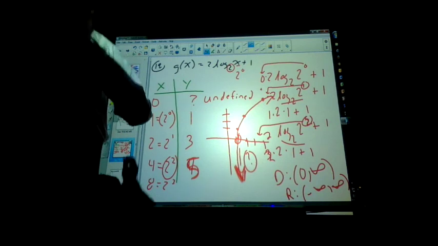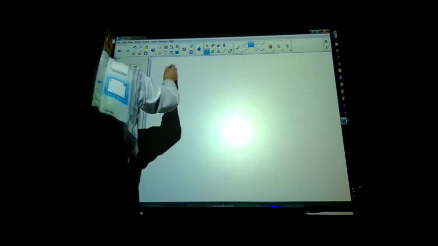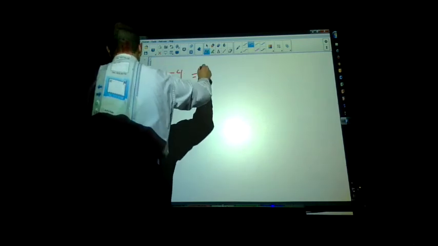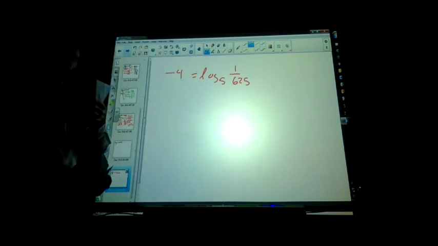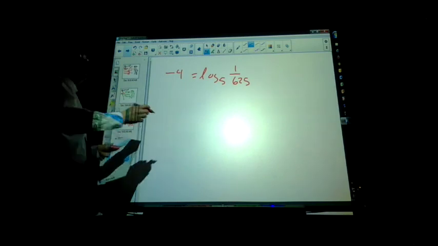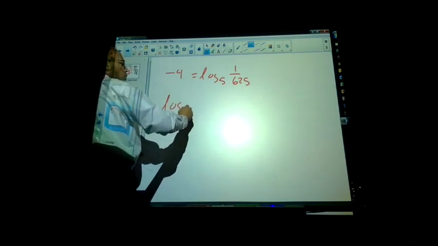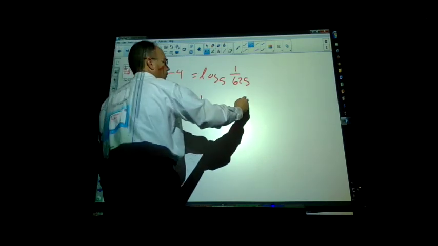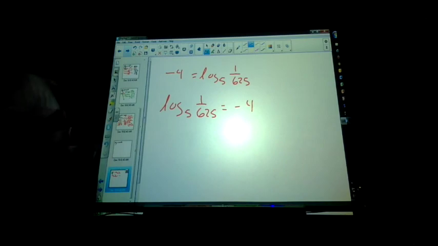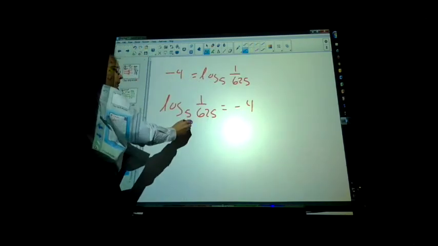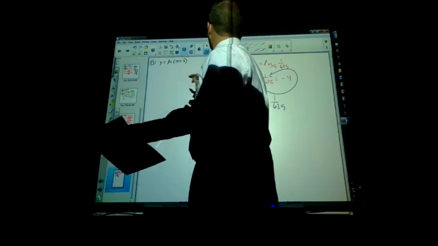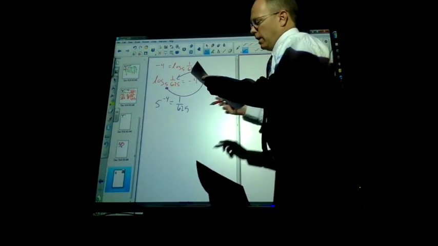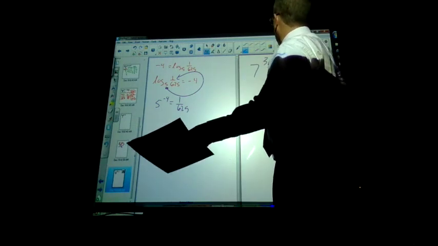All right, so I can go quickly. I'm going to skip that one, come back to it. Negative 4 equals log base 5 of 1 over 625. If we're going to write this as an exponential function, flip it over. Is that okay so far? I'm going to start right here and go this way. So this is 5 to the negative 4 power equals 1 over 625. And then 7 to the third power equals 343.